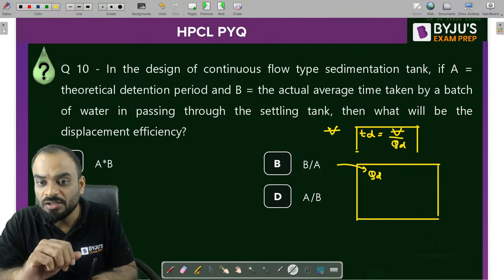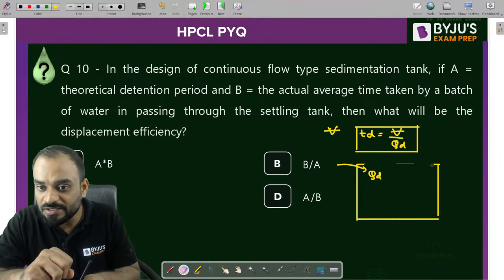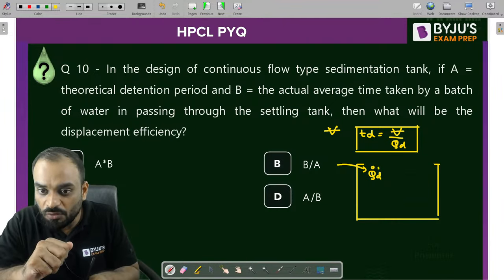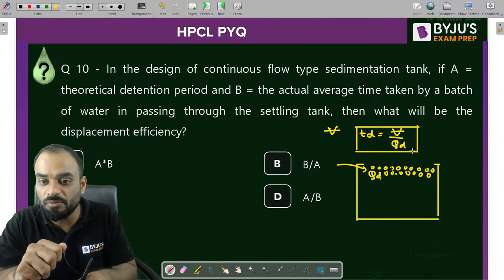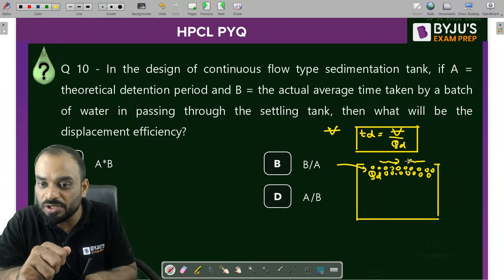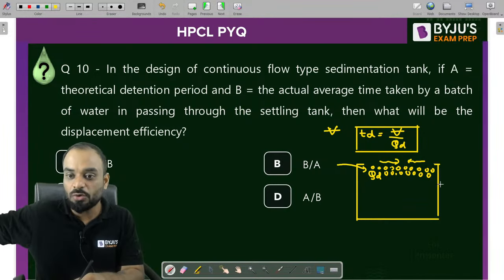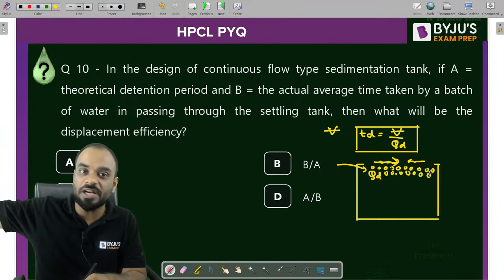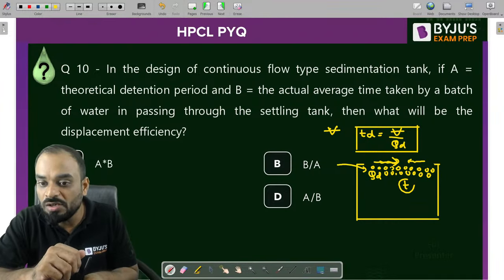But in actual condition, this particular detention time will vary. Why does it vary? Let me explain. You know that, guys, the sedimentation tank is open to the environment, or you can say it is open to the atmosphere. So whatever water particle is at the surface or at the top may find some hindrance due to the wind also. It may be possible the wind is blowing in this direction. If it is blowing in this direction, the particle will reach late at the outlet end. If the wind is in the other direction, our particle of water will reach the outlet end very fast. So in actual condition, the detention time may vary.